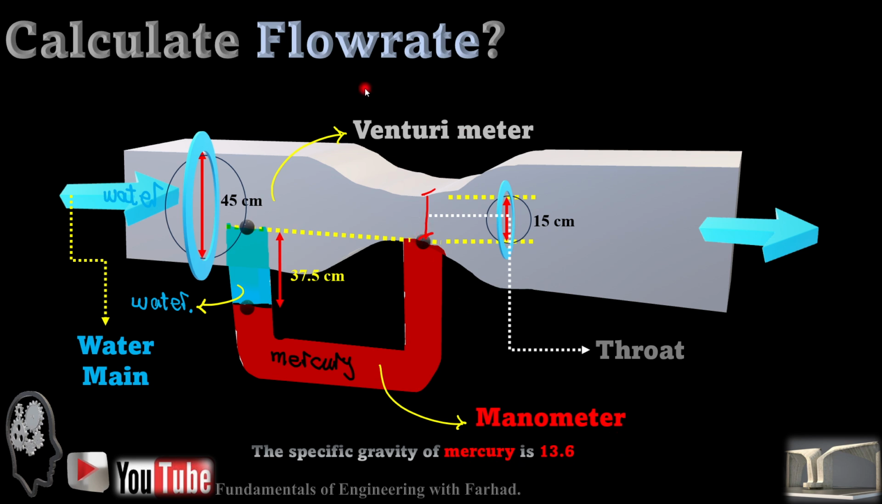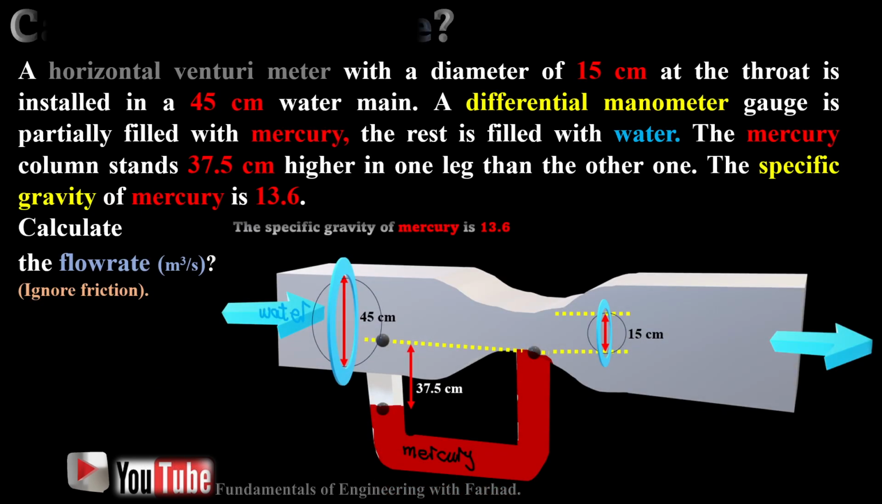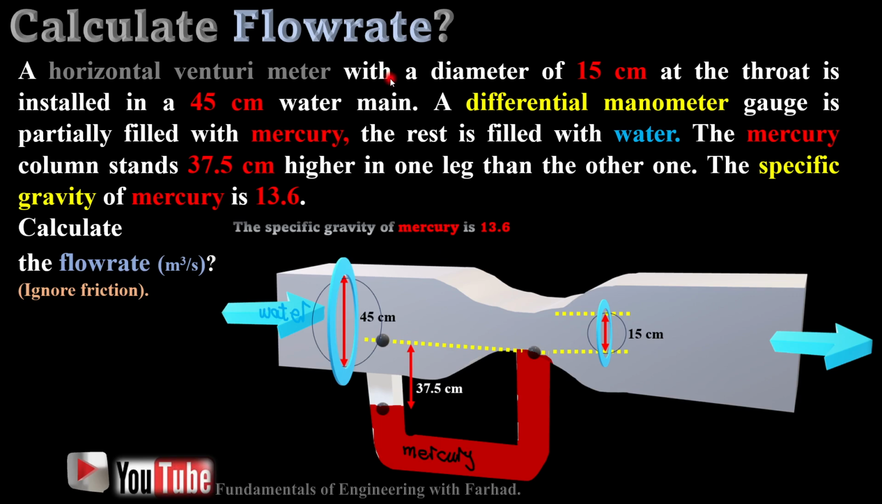We want to calculate the flow rate which passes through our venturi meter. So our example is a horizontal venturi meter with a diameter of 15 centimeters at its throat and a 45 centimeter entrance, connected to a differential manometer which is partially filled with mercury, the other part filled with water, and the difference between the legs of mercury is 37.5 centimeters. If we ignore the friction losses, we want to calculate the flow rate in cubic meters per second.